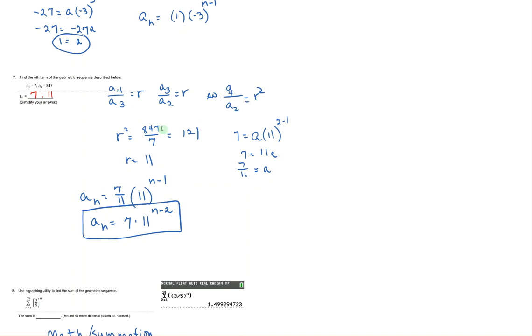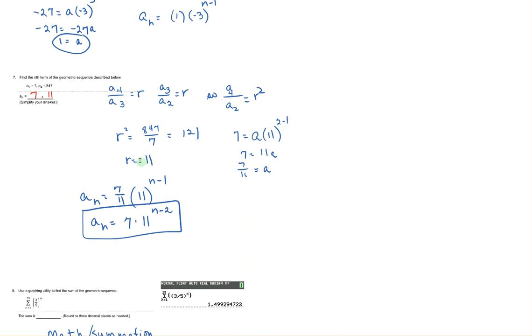Then we write down that r squared is equal to 847, which is a sub 4 right here, divided by 7, which is a sub 2. Then I plugged in these numbers for a sub 4 and a sub 2. That gives me 121. So r squared is 121. Take the square root, and you get that r is 11.